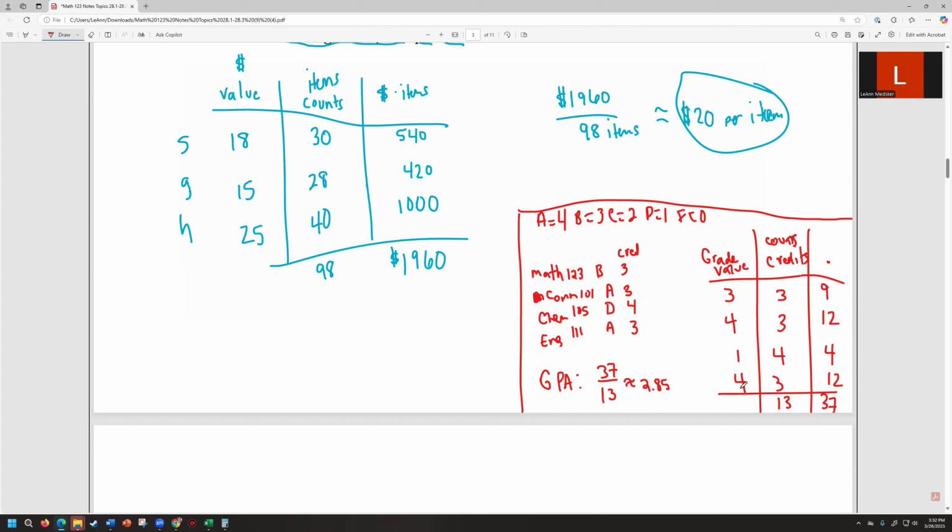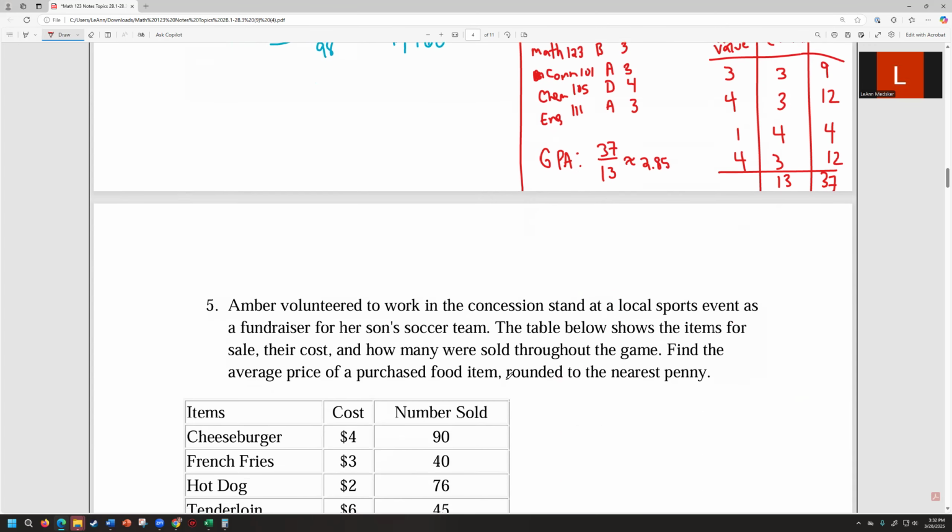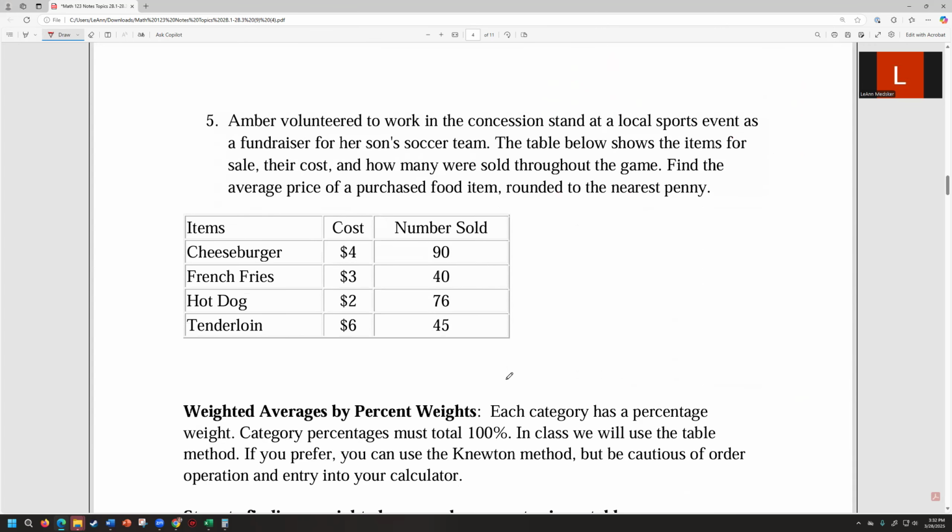Essentially, you figure out what the grade value is. You say how many credits was the class worth. We multiply to get our sum of all credits times grade value, and we divide that by total number of credits. Okay, so we have one more by count, and then we're going to talk about how to do it by percents.